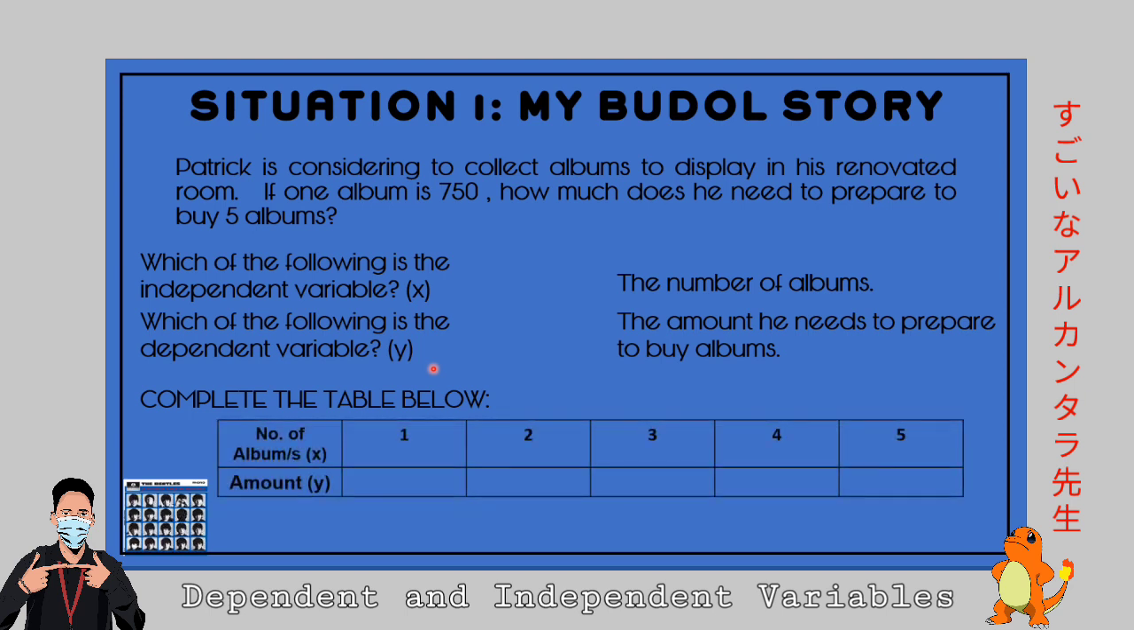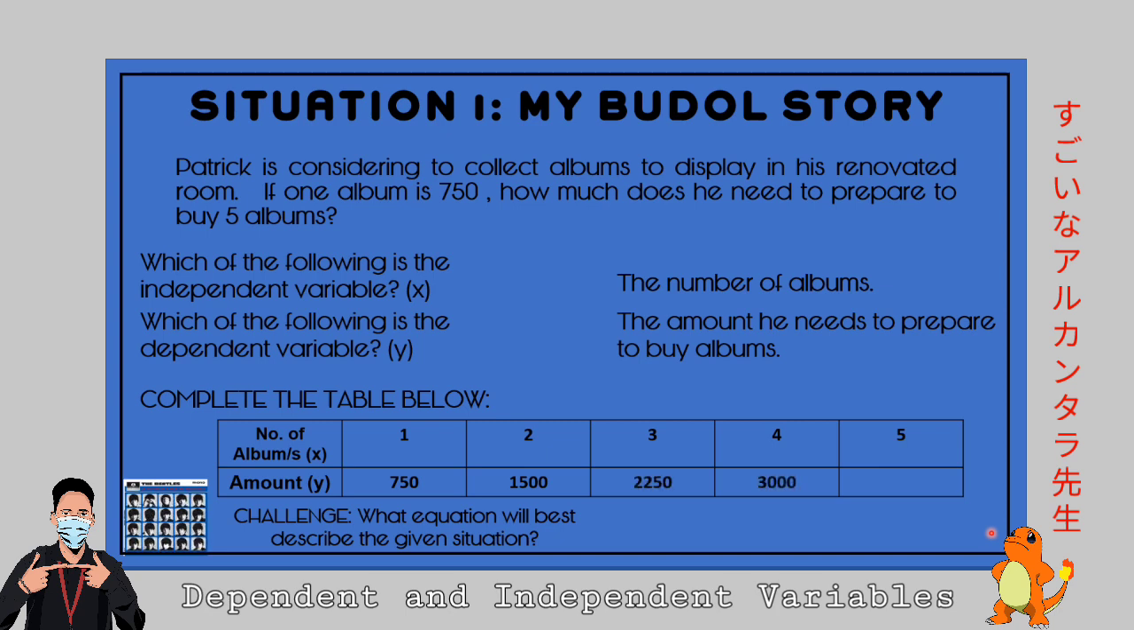Anyway, so let's say that we have a table of values. Even if you don't know how this one works yet, you can already understand it. So basically here in the set of values, you start with the number of albums. Let's say you have 1 album. You simply want to figure out how much you need to prepare. So you don't have to panic because there's a pattern in this. And you can simply look at the given word problem. So we can say that 1 album is worth 750. Then if you buy 2 albums, you'll simply multiply it by 2. You'll get 1,500 for that. And then if you need 3, that will be 2,250.